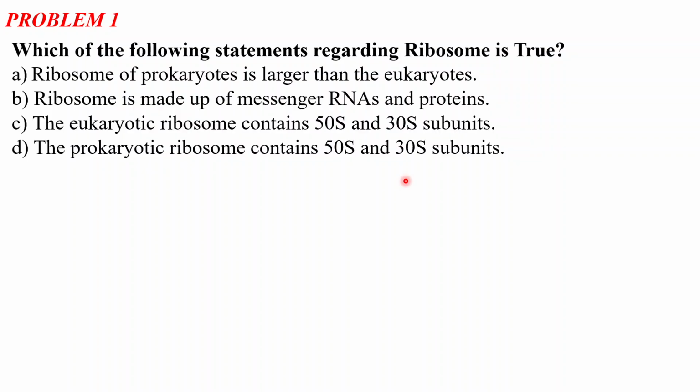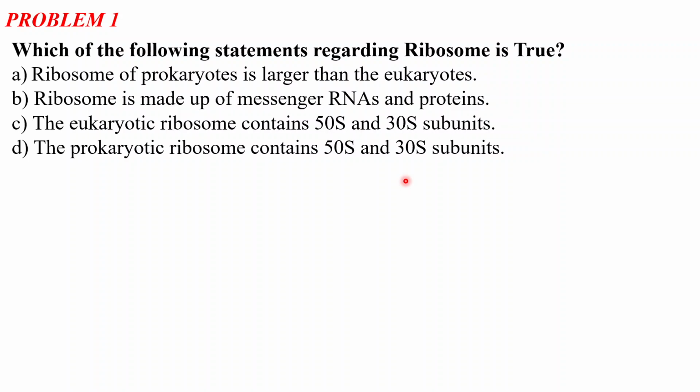Question number 1 says: which of the following statements regarding ribosome is true? Your options are: A, ribosome of prokaryotes is larger than eukaryotes; B, ribosome is made up of messenger RNAs and proteins; C, the eukaryotic ribosome contains 50S and 30S subunits; and D, the prokaryotic ribosome contains the 50S and 30S subunits.